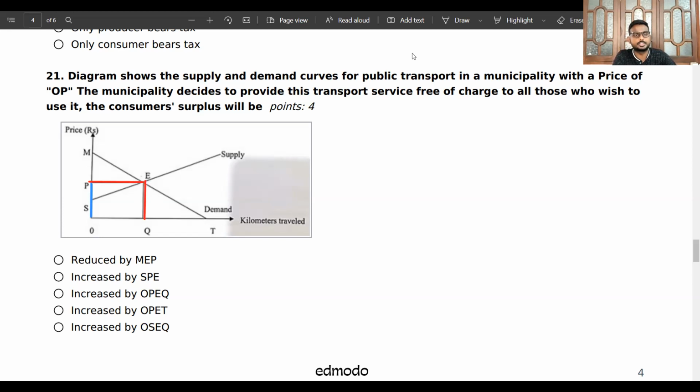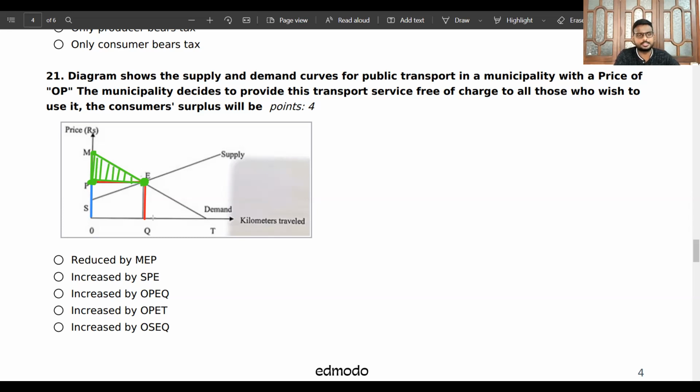That means what's the consumer surplus? Consumer surplus initially from M, that's the maximum demand price. This part, the price the consumer pays is P initially, and the quantity they buy is Q. That is, so here. So this triangle would be the consumer surplus first. That's the consumer surplus at first.